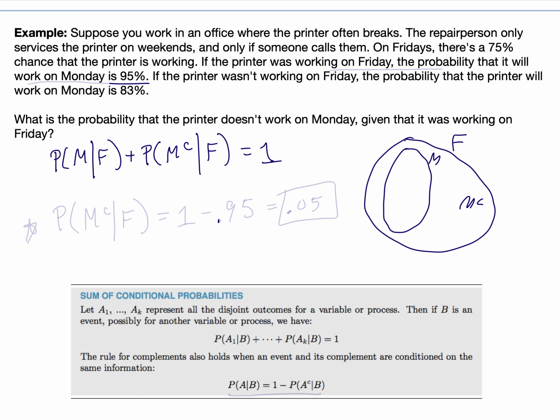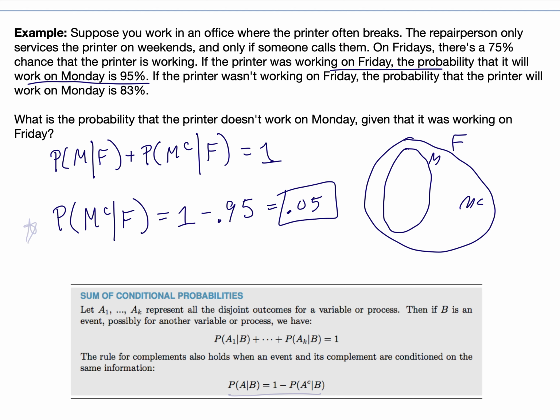We're just assuming the printer was working on Friday. And so the probability that it was working on Monday, given that it was working on Friday, plus the probability that it wasn't working on Monday, given that it was working on Friday, is the whole thing, is the total probability. And therefore, the probability that we're looking for, the probability that it wasn't working on Monday, given that it was working on Friday, is 1 minus the probability that we have above. If it was working on Friday, the probability that it will work on Monday is 95%. So 1 minus 0.95, and that's 0.05 or 5%.